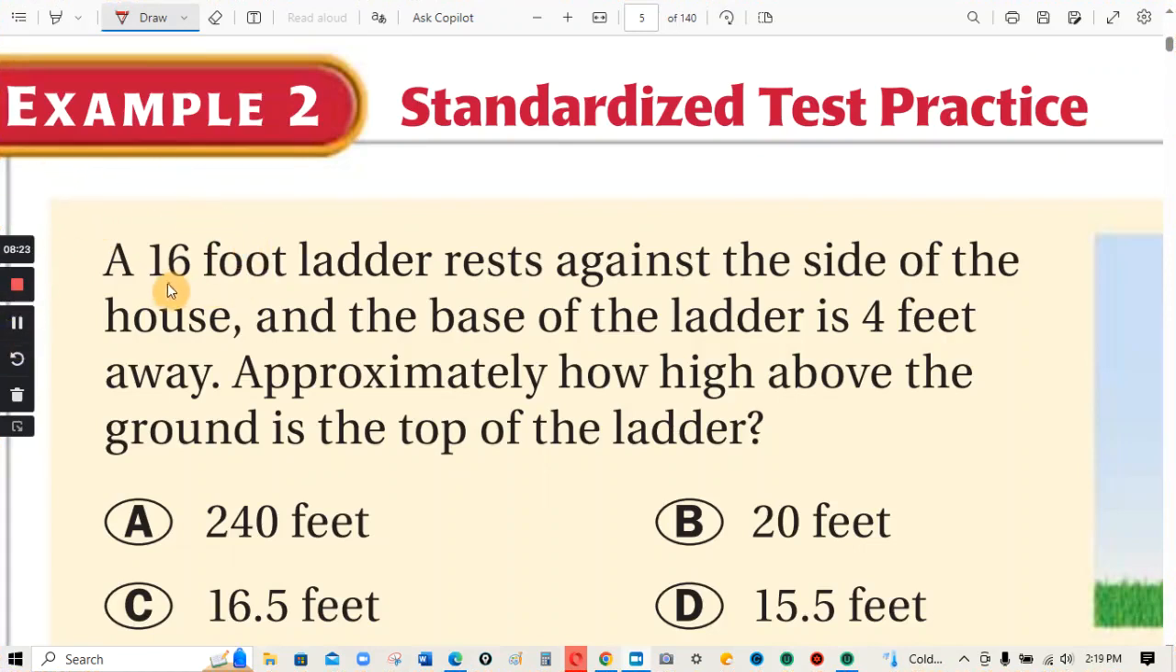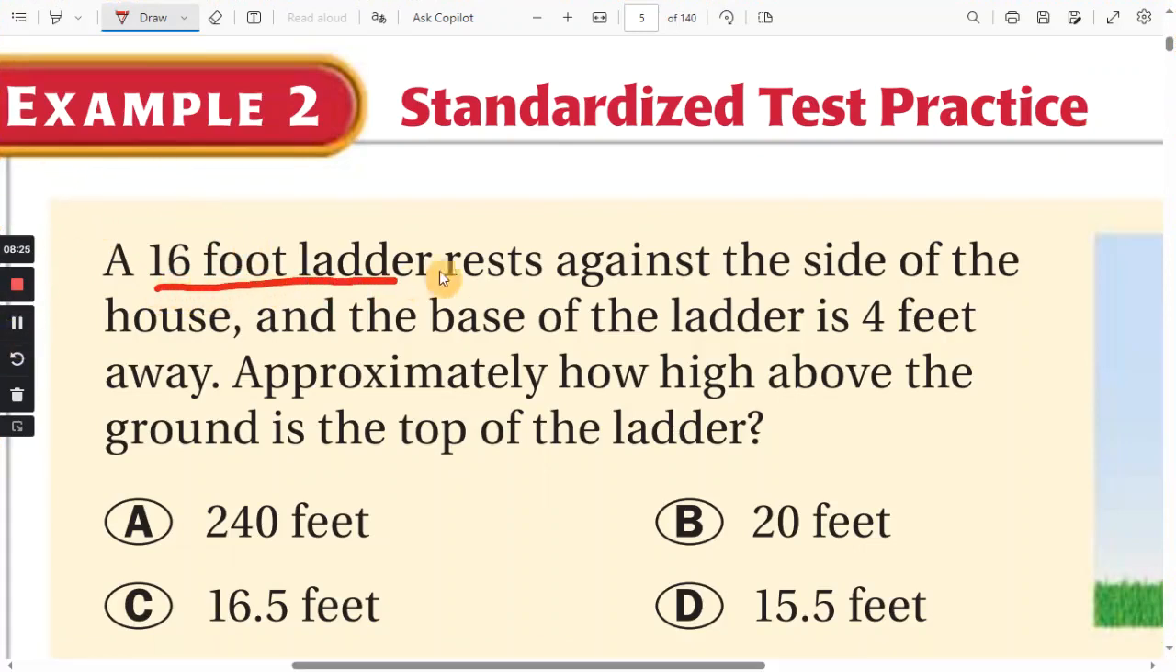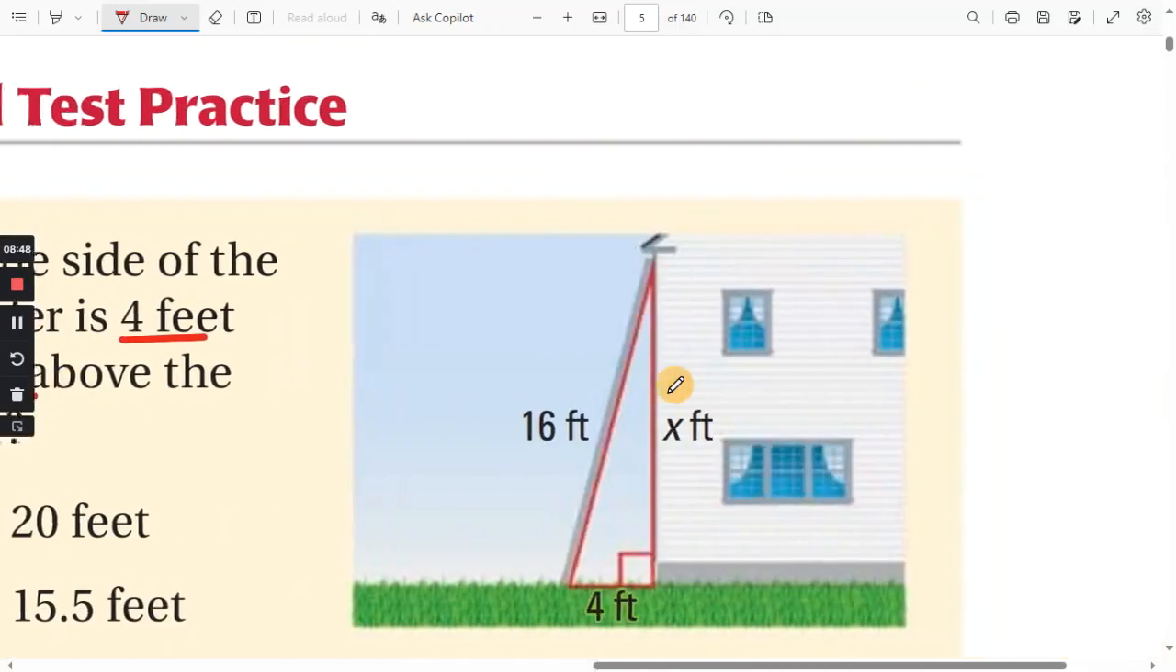Example 2: a 16-foot ladder rests against the side of the house, and the base of the ladder is 4 feet away. Approximately how high above the ground is the top of the ladder? Okay, if they hadn't given the diagram, we would have to draw it, but they did. They gave us a drawing, but they said the ladder is 16 feet and it's 4 feet away. So what does that look like?